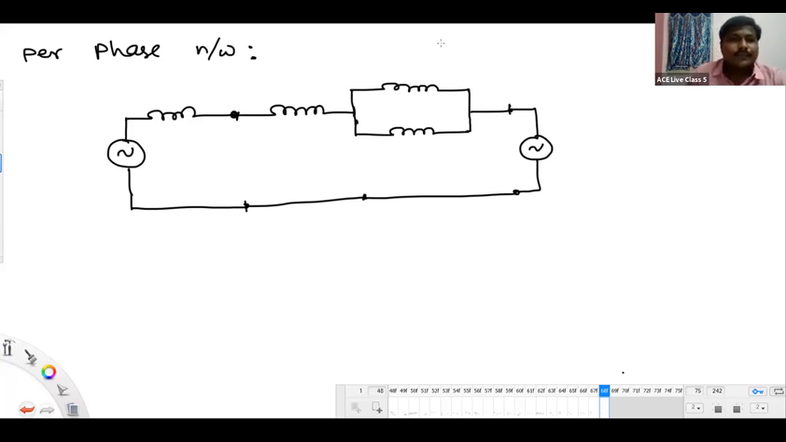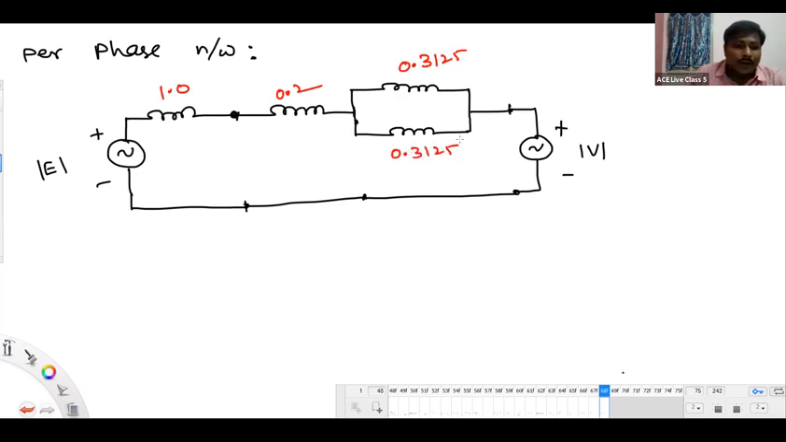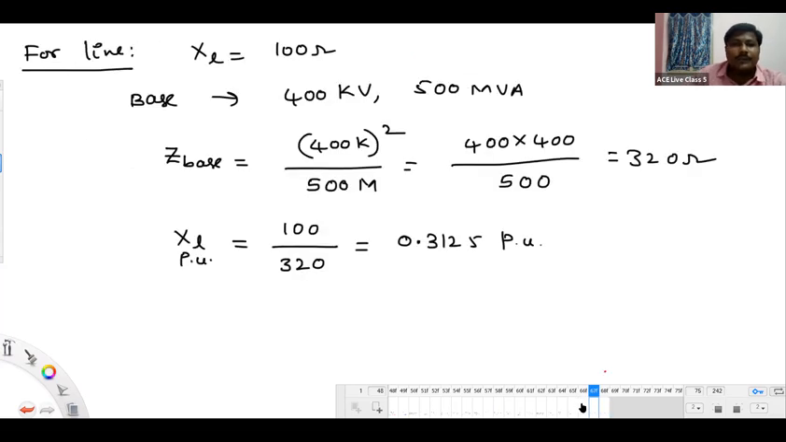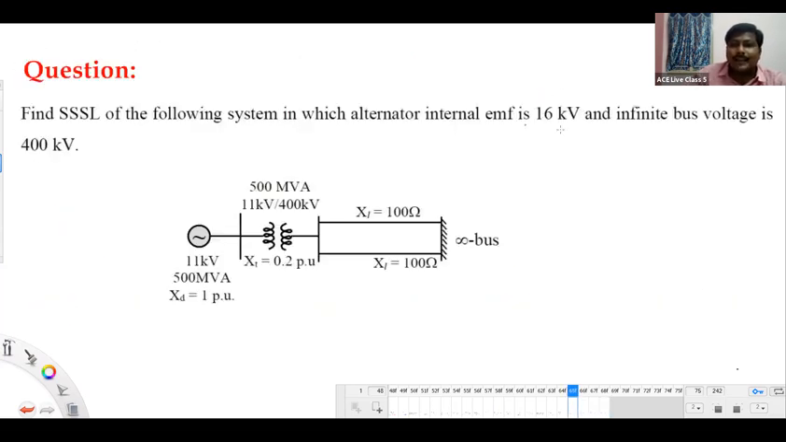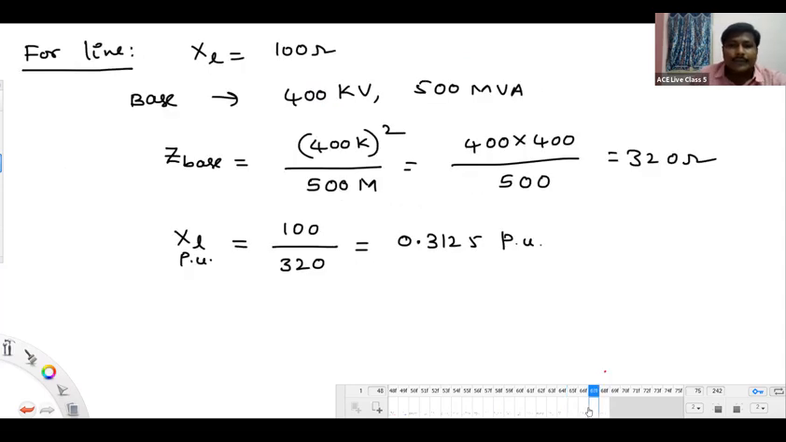Next one. Look. What is this internal EMF mod E in per unit form? What is this voltage mod V in per unit form? You know already, generator reactance is 1.0 per unit. Transformer is 0.2 per unit. First line 0.3125, second line 0.3125. Why do we take this as the internal EMF rather than taking the bus voltage of the generator? In the problem, they have given 16 kV as the internal EMF, right? I have shown it in the previous slide.